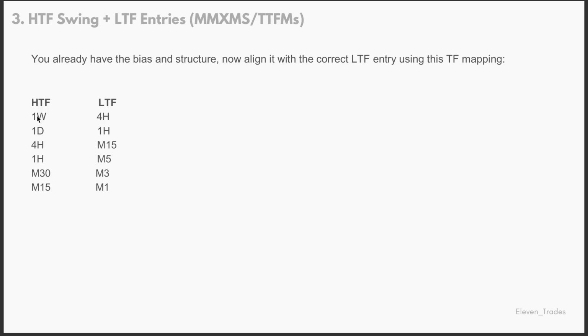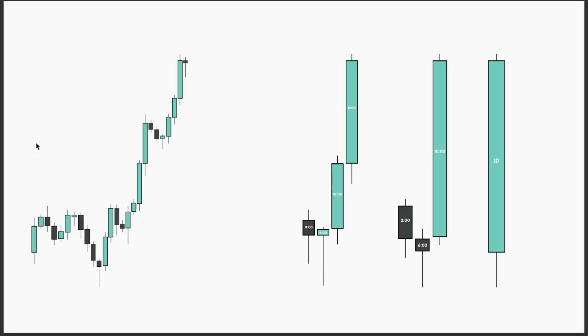So the time frame alignment is the weekly to 4 hour, the daily to 1 hour, the 4 hour to 15-minute, the 1 hour to 5 minute, the 30-minute to 3 minute, the 15-minute to 1 minute, and you are sometimes using the daily to 1 hour, and 4 hour as a reference, which I will show you in the next schematic.